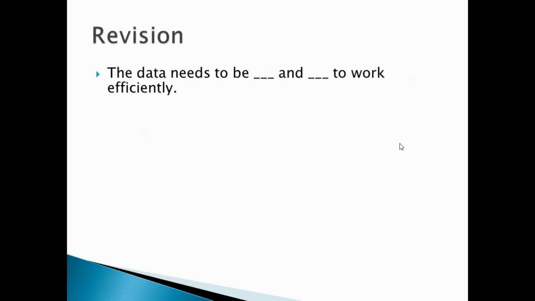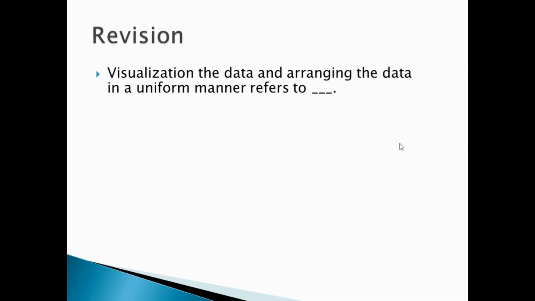The data needs to be always accurate and reliable. Accurate means it should come from the correct source, and reliable means whatever data I include, it should be from a reliable source so that I get the correct data always. Visualizing the data and arranging the data in a uniform manner refers to, it is the third phase, which is data exploration.